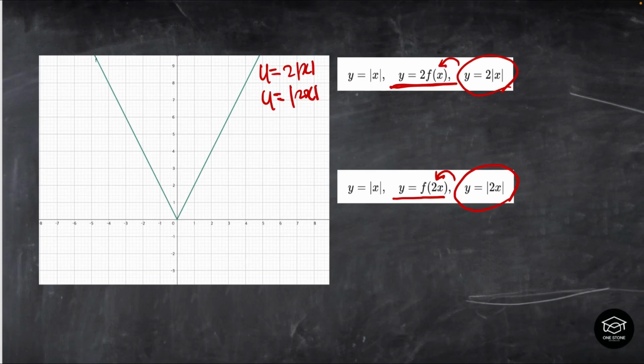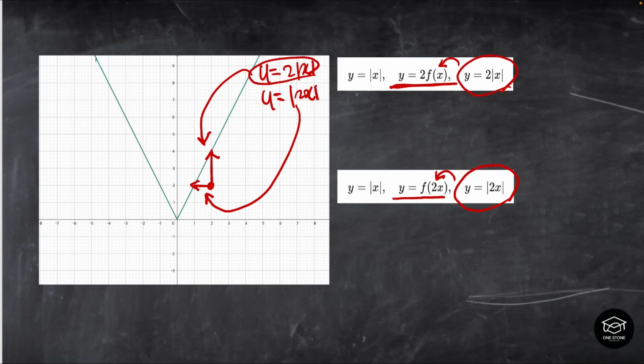Now let's talk about what these forms mean. In y equals 2 times f of x, the x values stay the same, but the y values are multiplied by 2. This is called a vertical stretch. In y equals f of 2x, the y values stay the same, but the x values are multiplied by 2. This causes a horizontal compression. In other words, the graph is squeezed toward the y-axis.